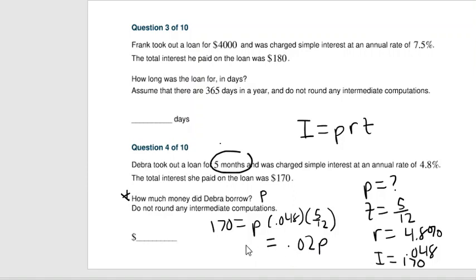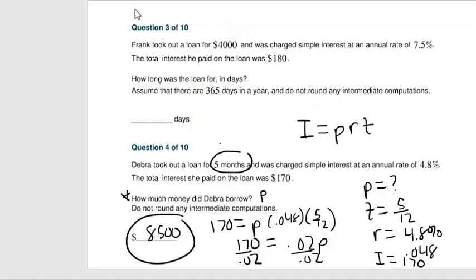P is equal to 170. And then to figure out what P is, we have to get rid of the multiplication of 0.02. So we're going to divide by 0.02 on both sides. And that gives us $8,500. Okay, let's go ahead and look at one more example, and then I think you guys will be ready to do this assignment on your own.